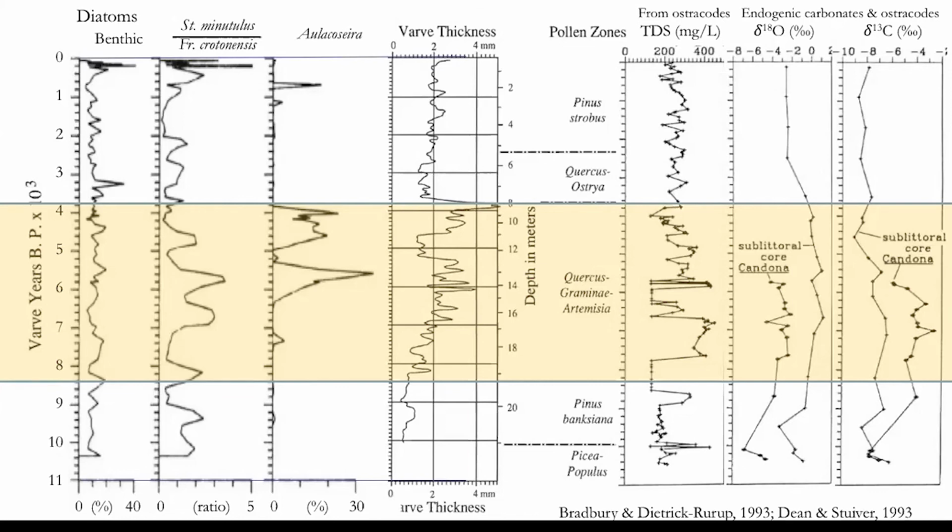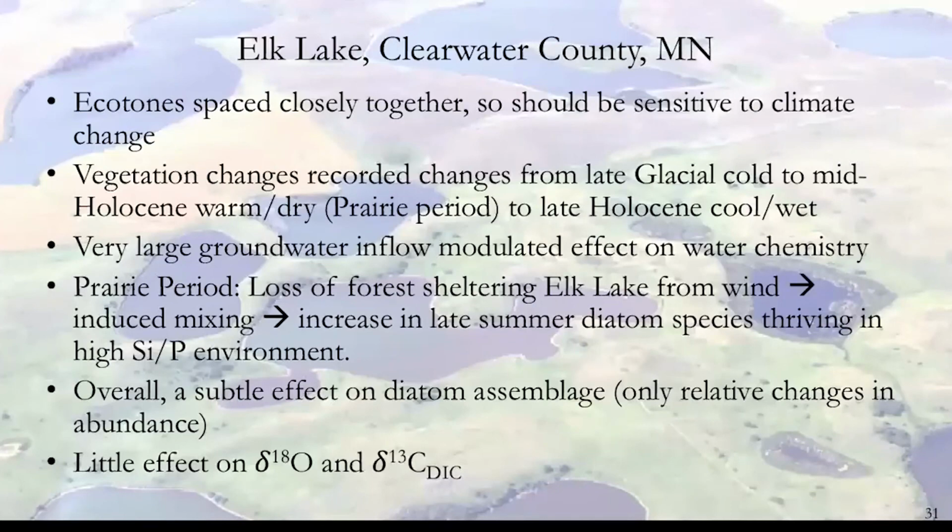Okay, so Elk Lake is an area where the ecotones from the mixed forest to deciduous forest to prairie are placed really close together, so it should be sensitive to climate change. And yes, there was vegetation change. But because of the really large groundwater inflow, water chemistry doesn't change that much. So what you see is the effect of the loss of forest that sheltered Elk Lake from the wind. But overall, there's a very subtle effect on the diatom assemblage and not a huge effect on oxygen isotopes, or dissolved carbon.